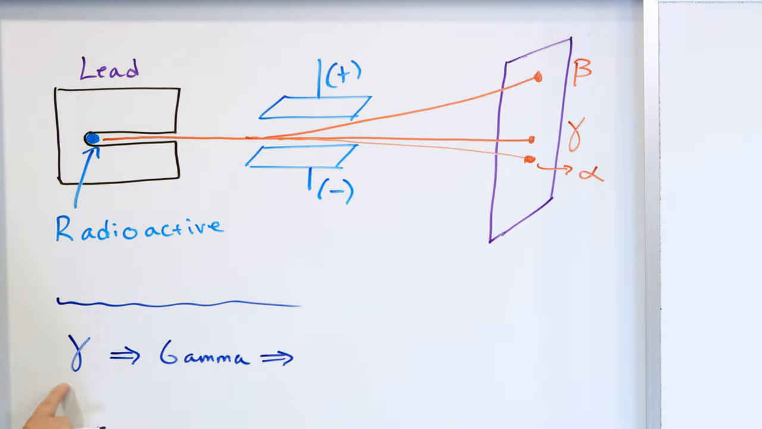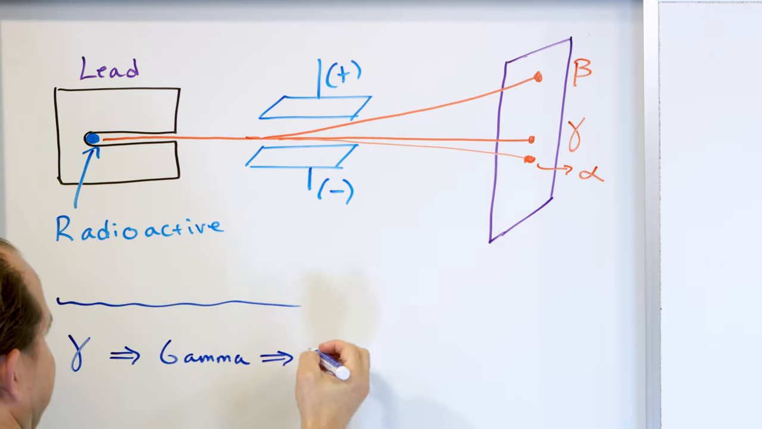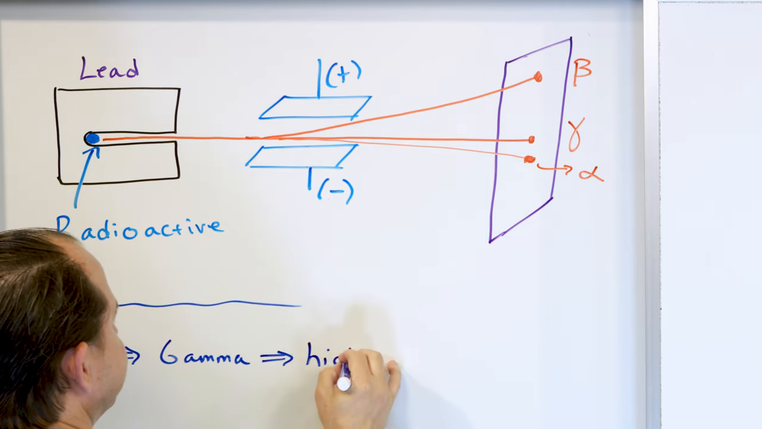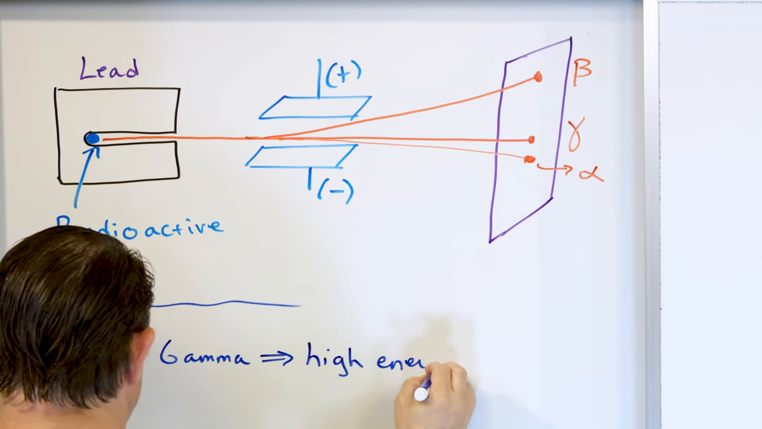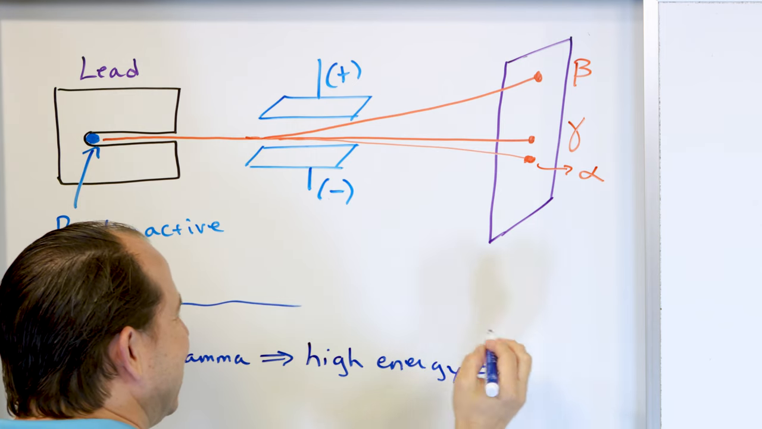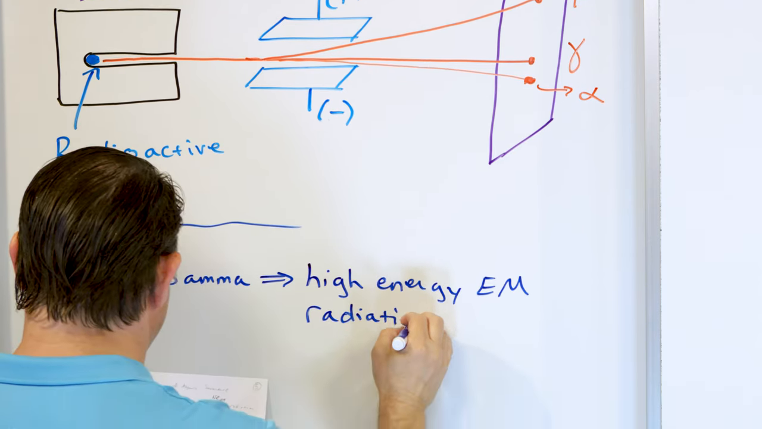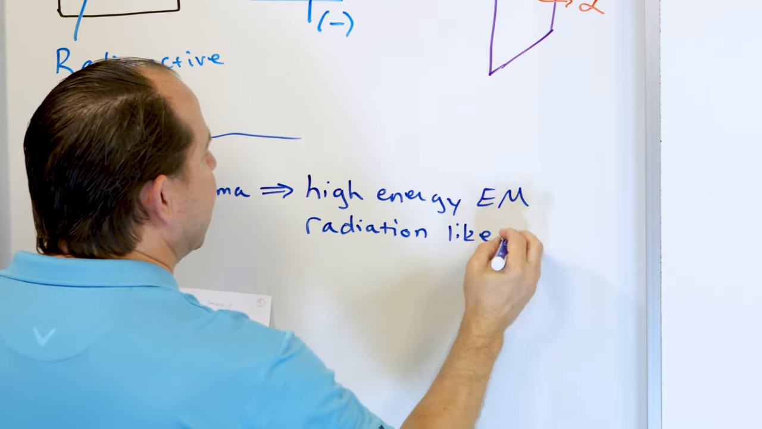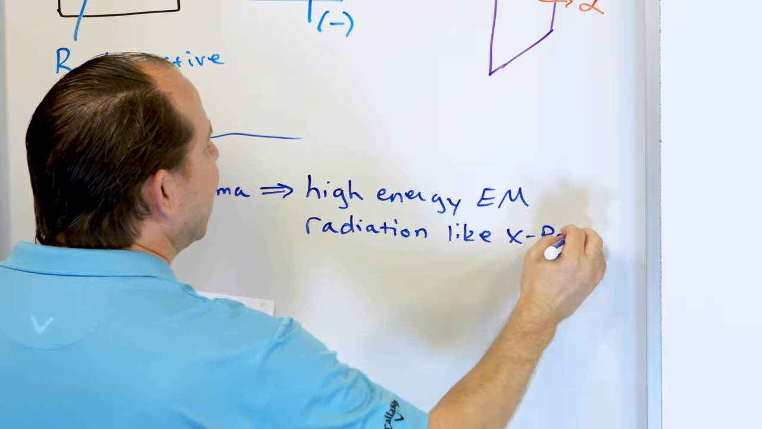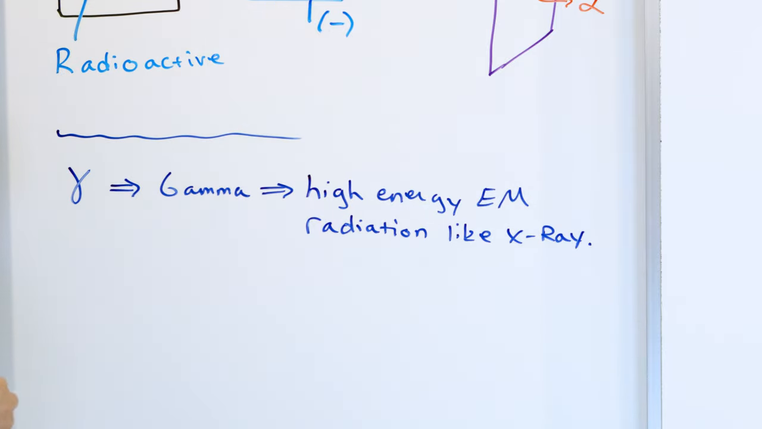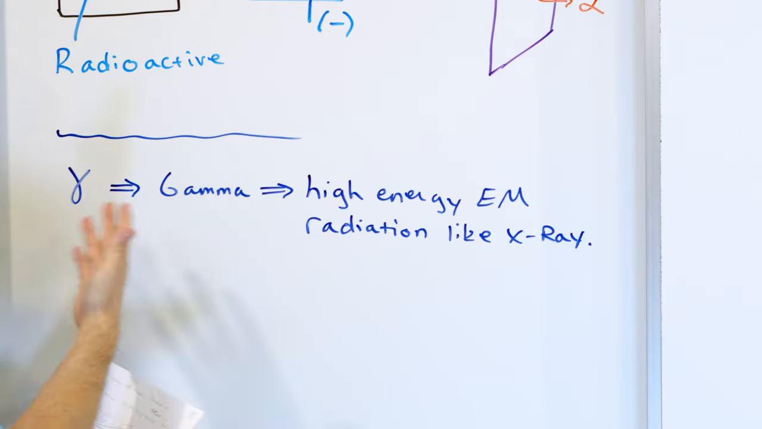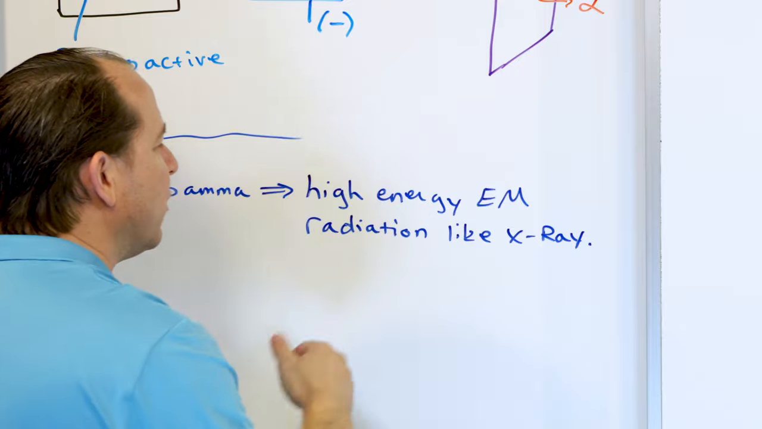But for now, just know that gamma, I may call it a particle, but it's actually more closely related to high energy electromagnetic, that's EM radiation, like an X-ray. It's like an X-ray, except it's even higher energy than an X-ray. So even though you can think of it being a stream of particles, it more closely resembles a wave, a high energy wave that looks more like an X-ray.